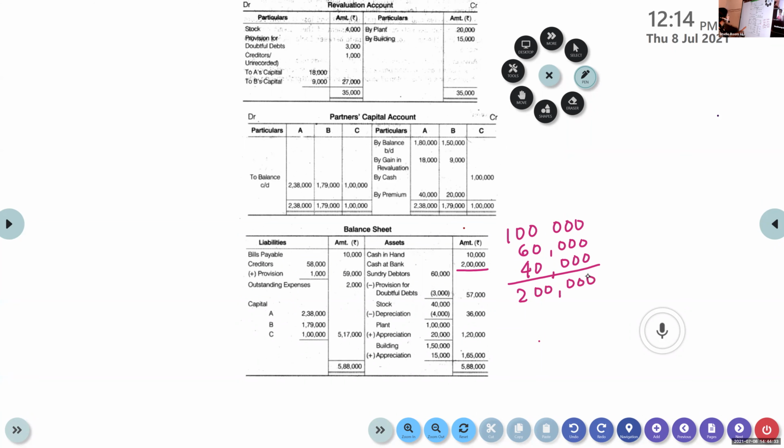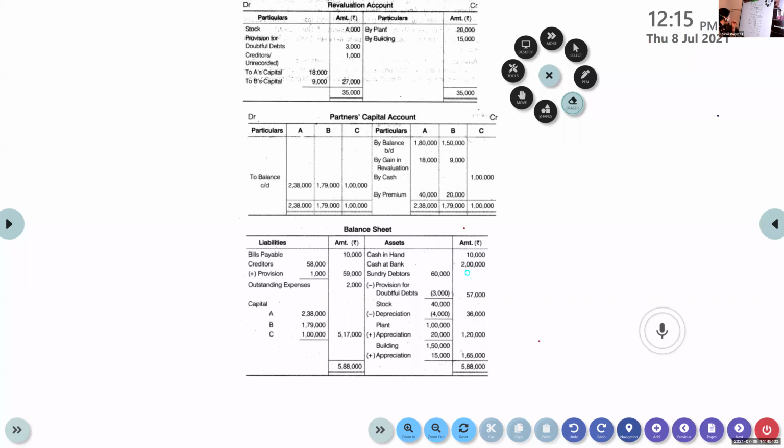And there is no withdrawal made. Whatever goodwill is brought by the new partner, it is distributed to the old partners. They are not withdrawing it. That's why there is no subtraction needed here. If any amount was withdrawn, that should have been subtracted from this amount, 2 lakh. Here there is no withdrawal made, so no calculation required. Clear? That is about the cash.